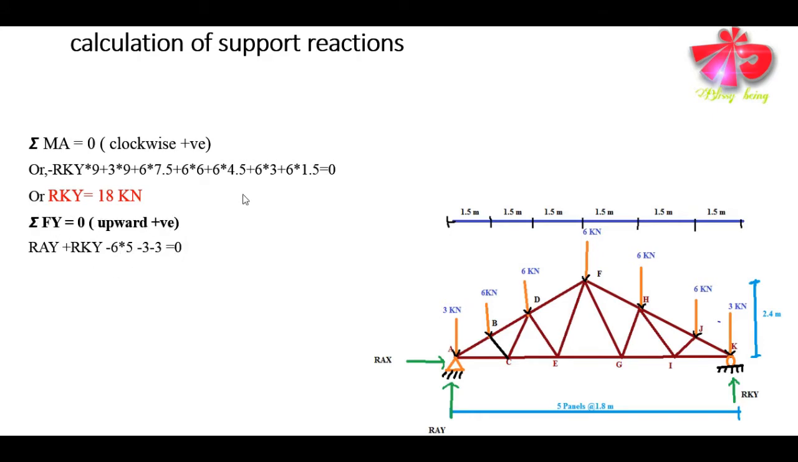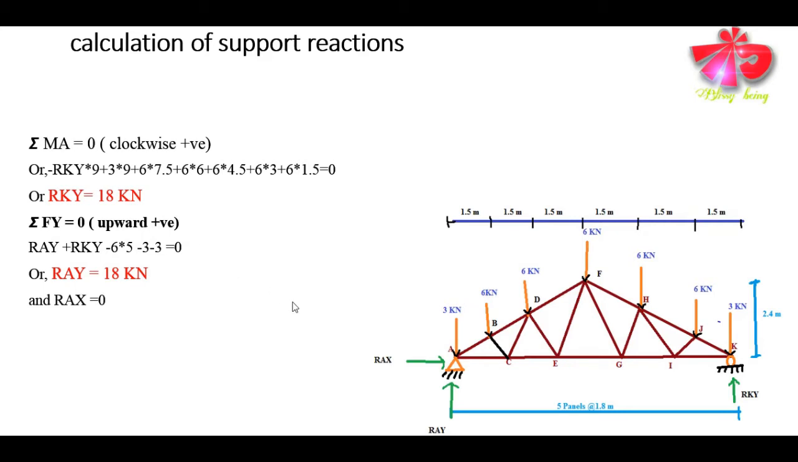Assuming upward direction as positive, we can easily write RAY plus RKY acting upward minus 6 minus 6 minus 6 minus 6 minus 6 minus 3 minus 3. So that comes out to be 6 into 5 minus 3 minus 5 minus 3 equals 0. If we solve this, then the value of RAY shall again come out to be 18 kilonewton.